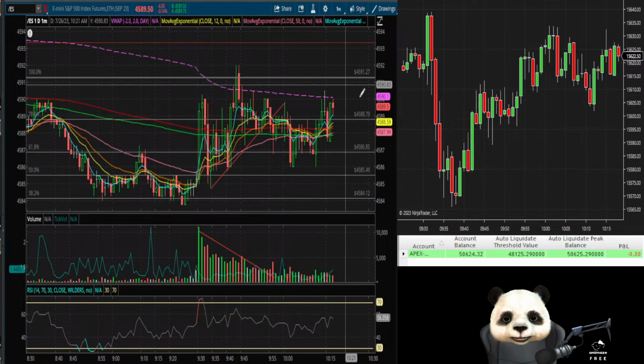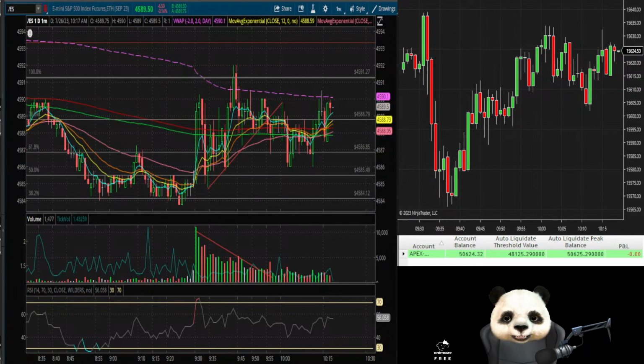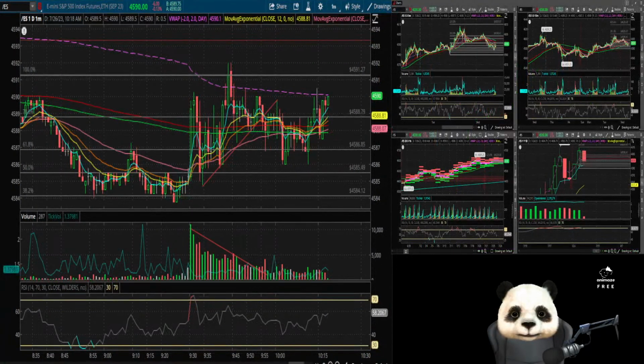Which chart do I want to keep up for now? Oh shit, I just realized that I'm still on the profit. I gotta get used to this, guys. Gotta get used to it.